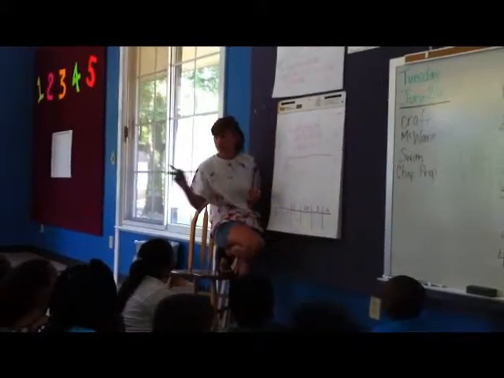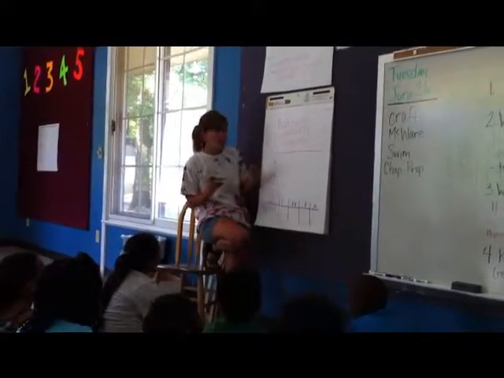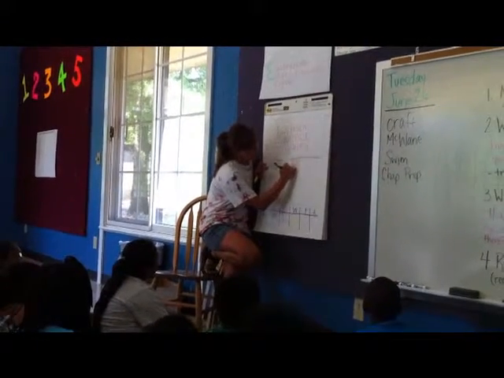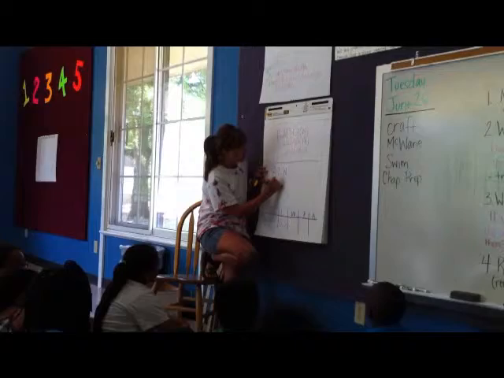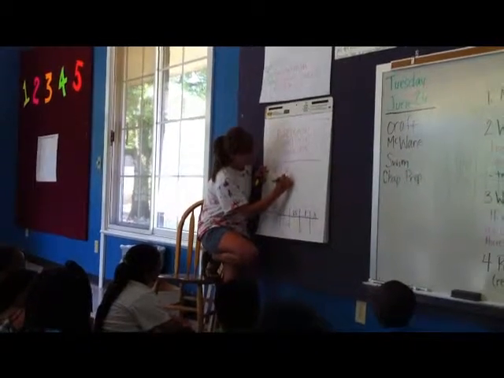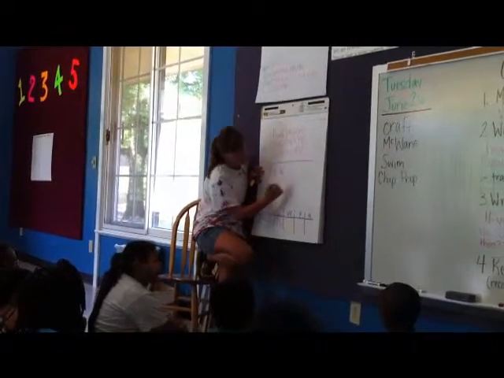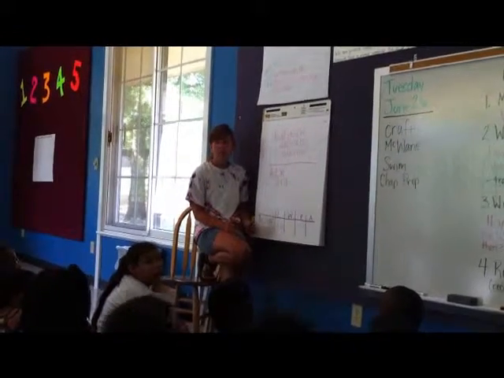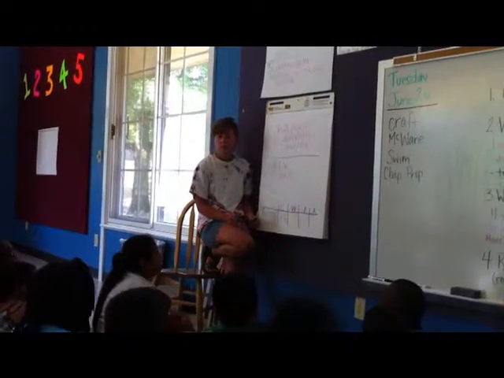21 times 18. So I'm just multiplying my length times my width. So I would do 21 times 18. Okay. Does everyone understand? Yes. Okay.